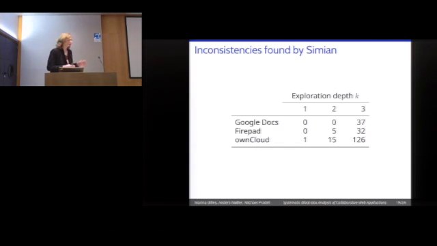So for different exploration depths k of the sequential phase, we get different outputs. For Google Docs, we find 37 inconsistencies, so 37 multi-client interactions that can lead to an inconsistency. And for OwnCloud, we find over 130 different inconsistencies. So what this shows is the usefulness of Simian based on this rather simple heuristic of how we detect whether there has been a concurrency bug.